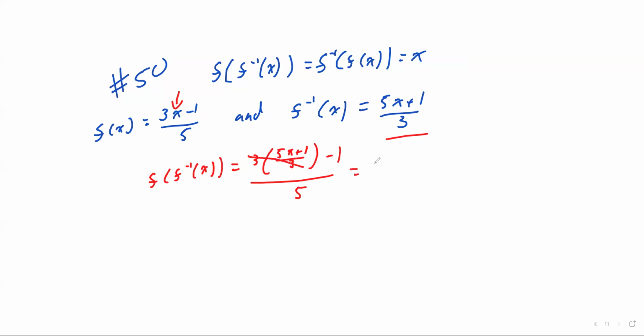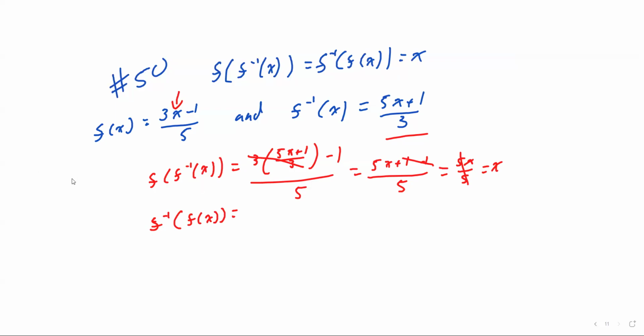The 3's cancel. So I have 5x plus 1 minus 1 over 5. The 1's cancel. I get 5x over 5. The 5's cancel, so I get x. So the first part worked. So now we're going to do the other direction.